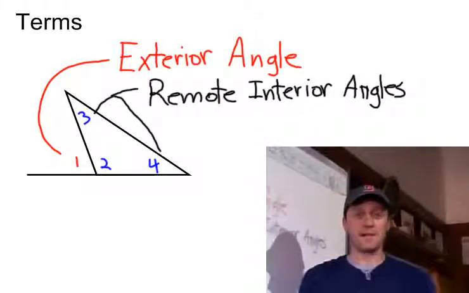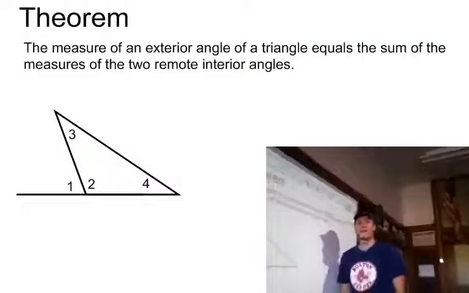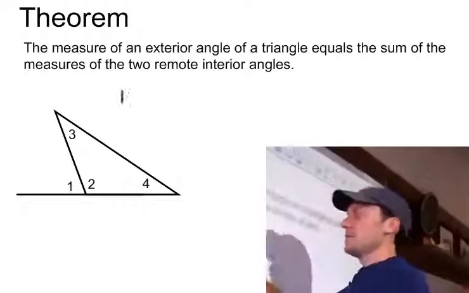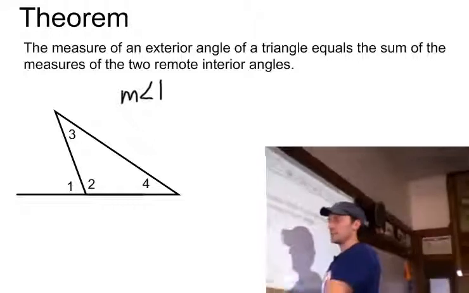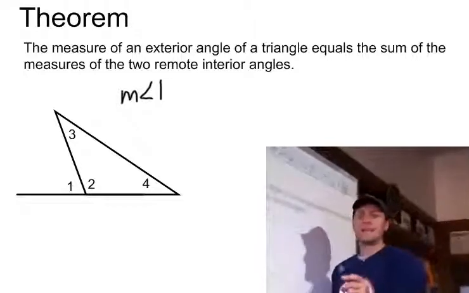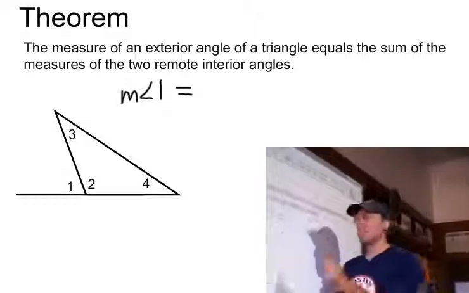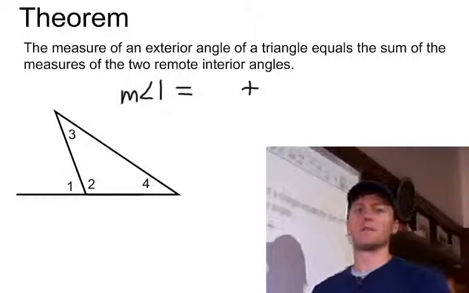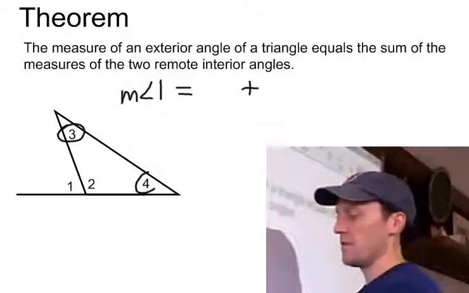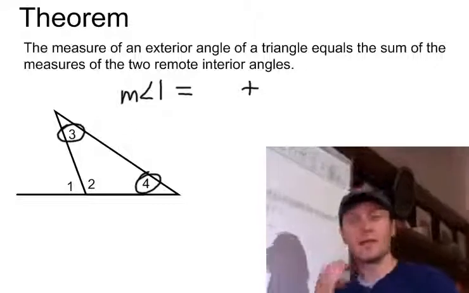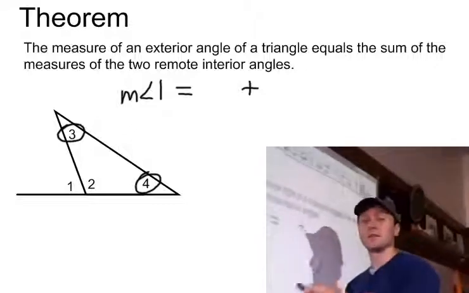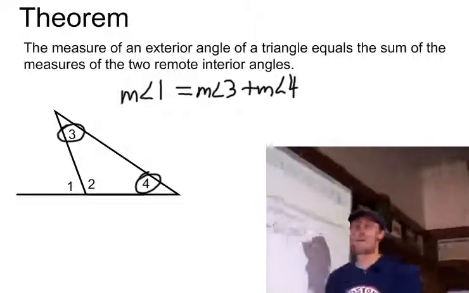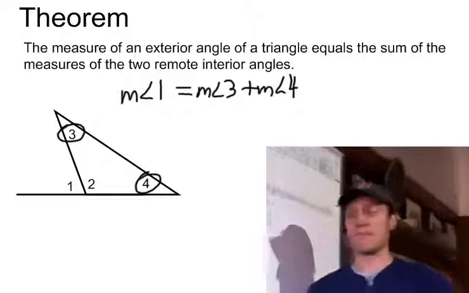Okay, now that you've got that, here's a theorem that goes along with that. The measure of an exterior angle, so let's say the measure of angle 1 in this case, equals the sum of the two remote interior angles. So remember, the remote interior angles are the other ones, not the one that's right next to the exterior angle, but the other two. And that is our exterior angle theorem.